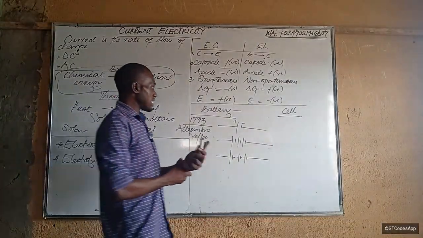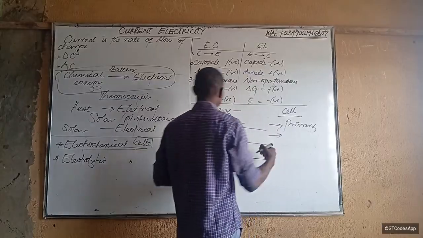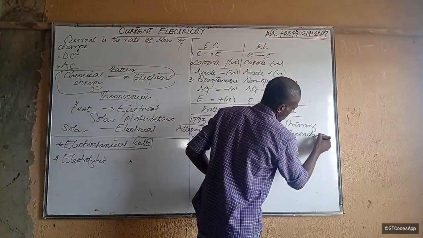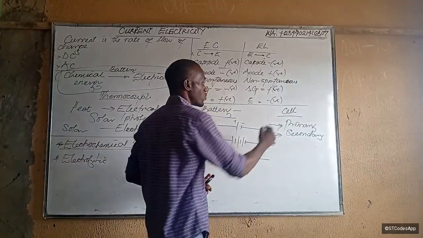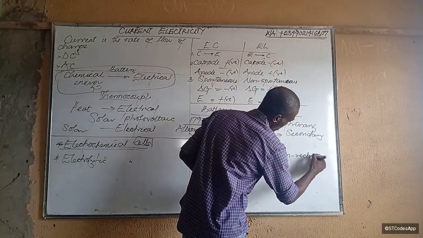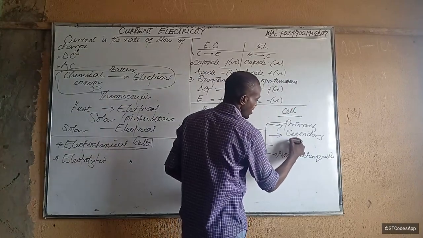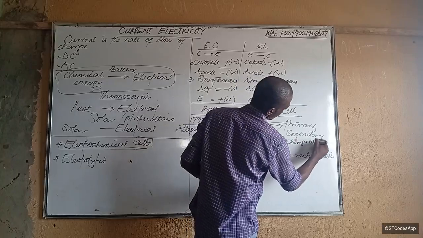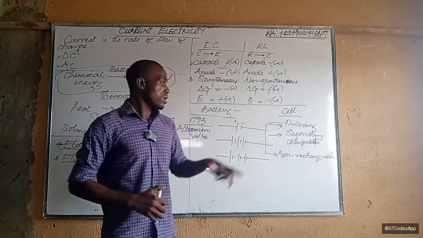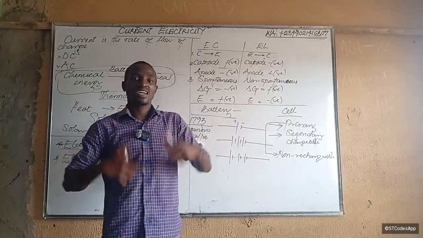Now, like I said, there are two types of cells. We have the primary cell, that is the primary electrochemical cell, and the secondary cell. Now, what is the difference between them? A primary cell is one that is non-rechargeable. You can't charge it after use. But a secondary cell is one that is chargeable after use. So if you have depleted the energy in a primary cell, you can't recharge it, you dispose of it. While for a secondary cell, you can recharge and recharge and recharge.